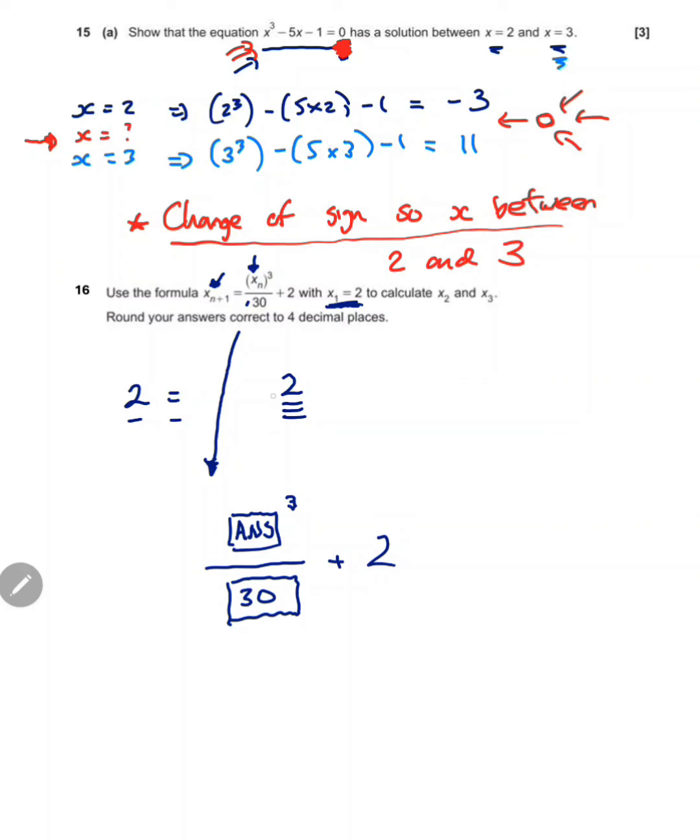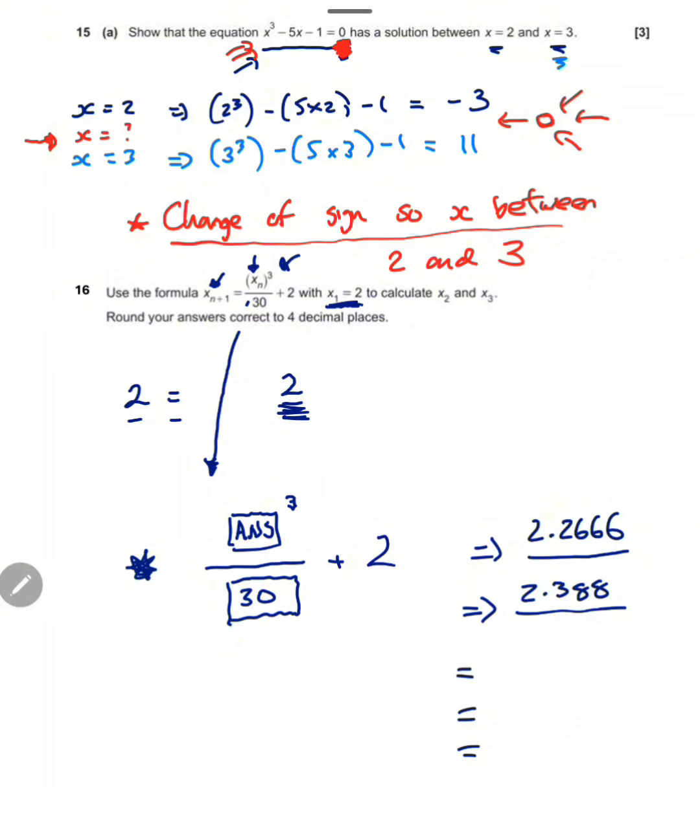If you manage to do these steps, put 2 into your calculator, and then program your calculator to match this exactly, you can just start smashing the equals button. If you press equals once, that'll give us x2. If you press equals again, that'll give us x3, and we could keep going, equals, equals, equals, if we needed to. So I'm just going to do that now. And if we hit equals once, we get 2.2666. Hit equals again, no more work to do.